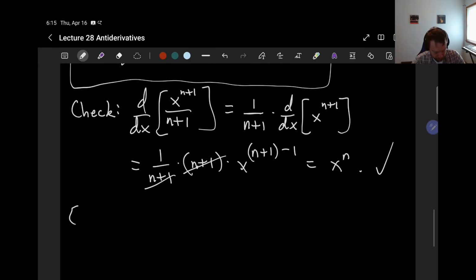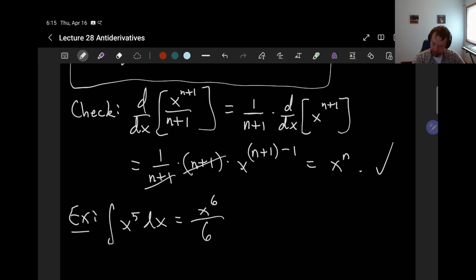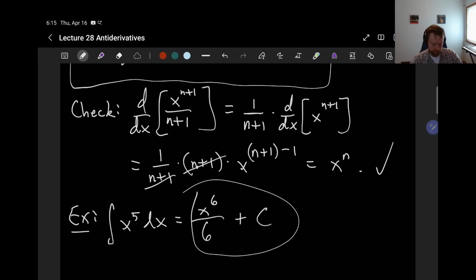Let's do a quick example. X to the 5th dx. It'll take a little practice because we're used to the derivatives power rule. Now you've got to get used to the antiderivative power rule, where you add 1 to the exponent, and then you divide by that new power. So there's a bit of a reversal in the order that we do things as well.